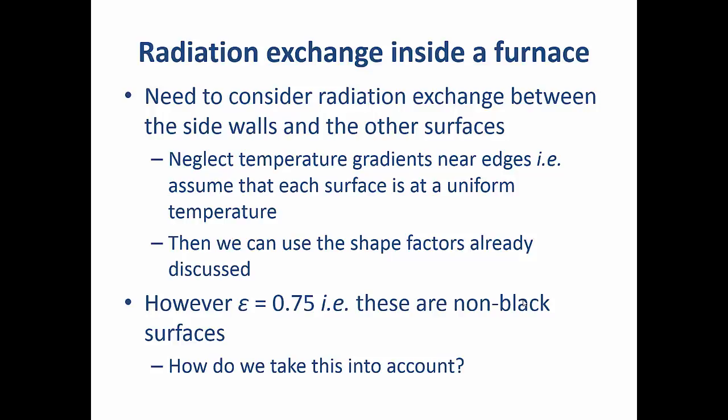I'm going to assume that each surface is at a uniform temperature, that there are no temperature gradients as you come near to the corners. That's clearly going to be false. However, this is going to let me use the shape factor terms I've already dealt with. However, I've said that the emissivity is 0.75, i.e. when dealing with non-black surfaces, so how am I going to take that into account?